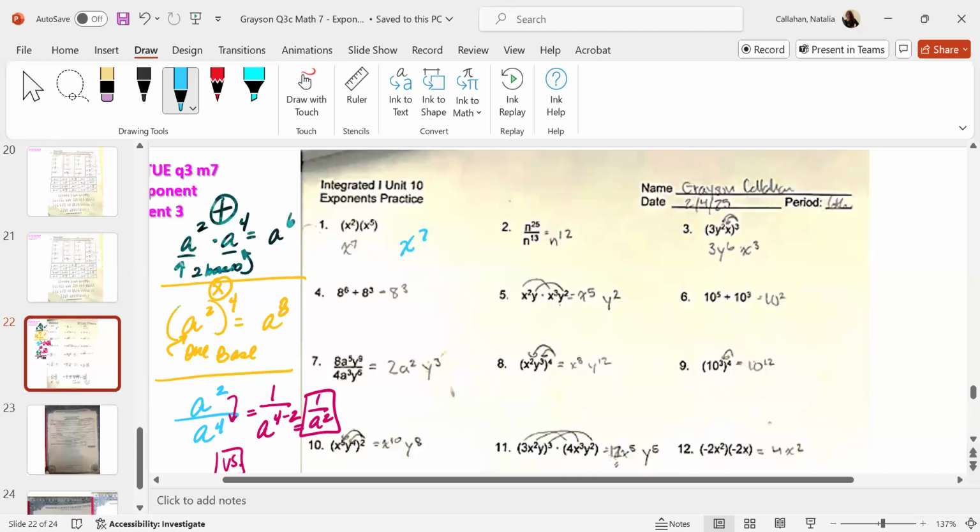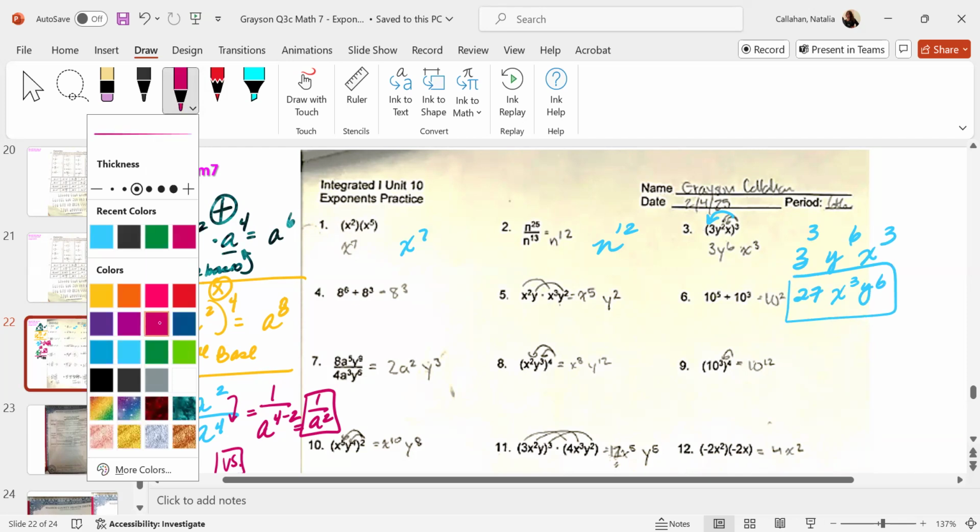X to the 7. Number 2, 2 to the 12. Good. Number 3, you forgot the 3 right there. It's 3 to the 3rd power. That's 27. Y to the 6, x to the 3rd. And you want to put this in alphabetical order. So it should be like this. Do you see the mistake you made there?